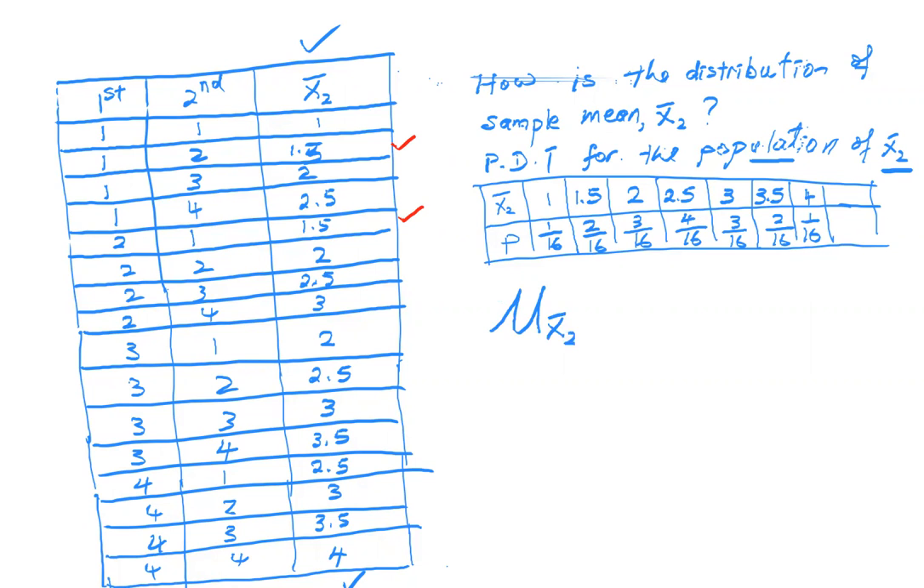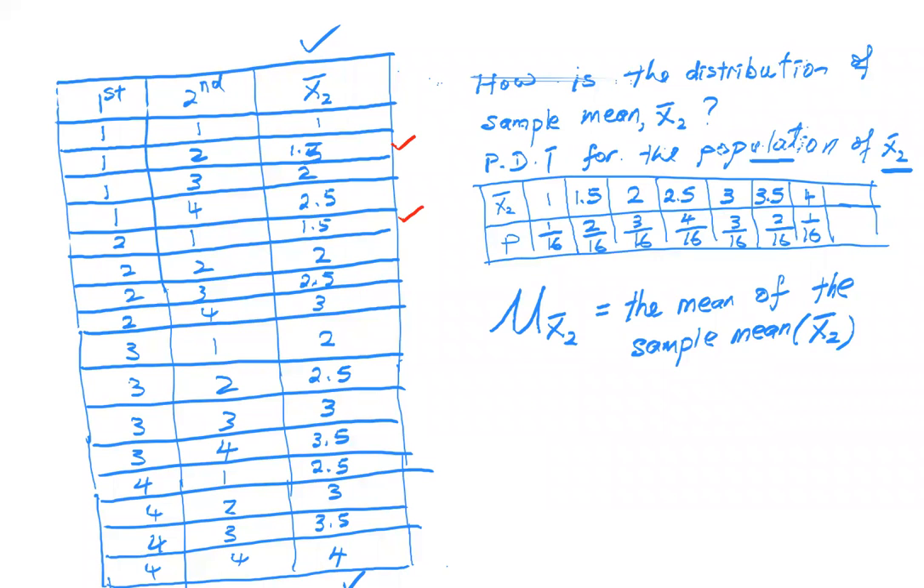so how do I read? The mean of the sample mean. So that means my variable is x bar 2 here. Are you clear? That is how you read.